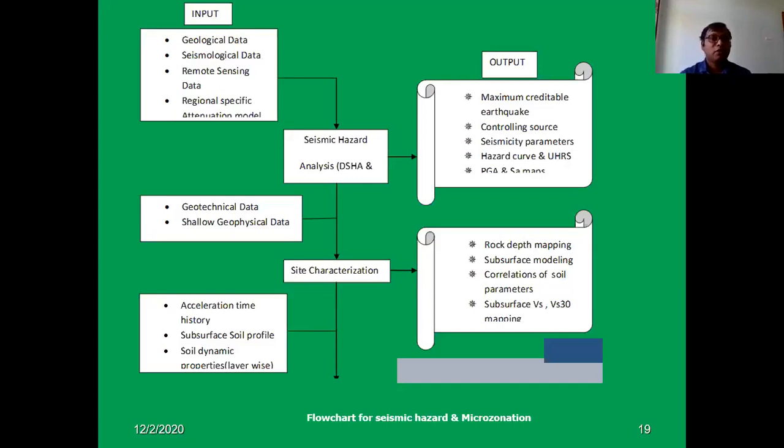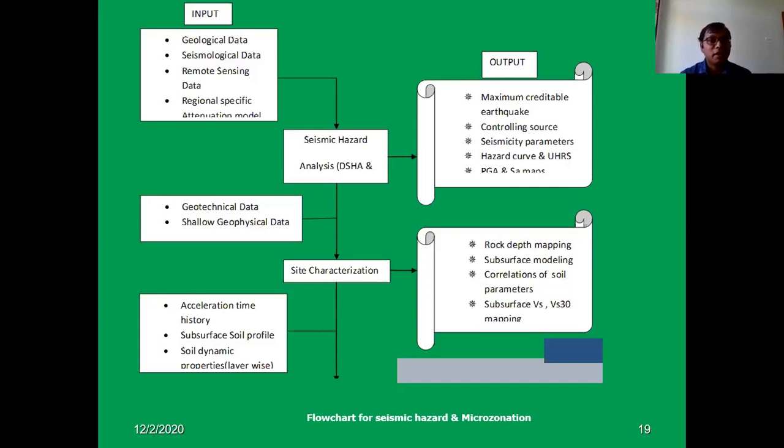That is the maximum earthquake that has occurred in a particular fault. Controlling source means, there may be a number of faults, but which fault is highly responsible for generating seismic hazard, that needs to be identified. That is called controlling source. And seismicity parameters also you have to estimate for your study area after collecting the data that has occurred along the faults, for 40, 50 years, 100 years, whatever data are available, in terms of events.